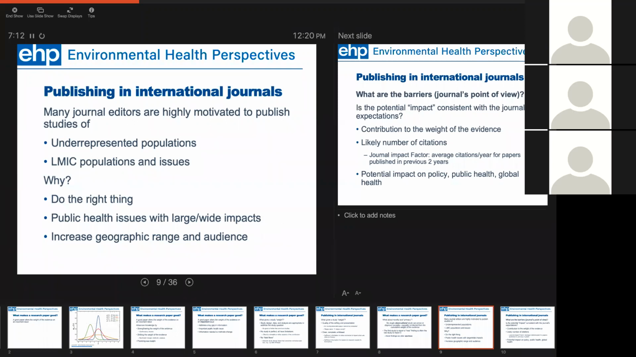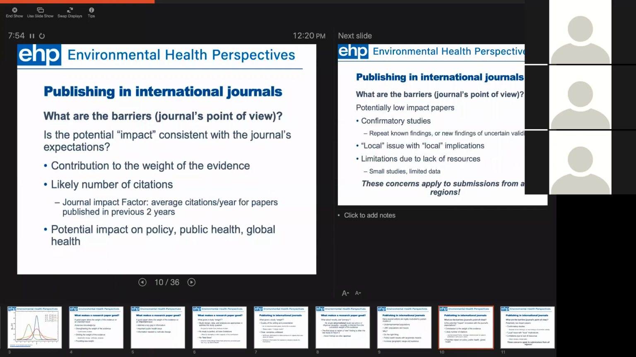But in the case of papers coming from Africa specifically, journal editors are highly motivated to publish studies of underrepresented populations and issues relevant to low and middle income countries. I guess this is not true of all editors, but most of us really want to publish these papers. First of all, because we want to do the right thing. These are important public health issues, often with wide impacts. It also helps increase our geographic range and audience. So these are papers that we want to publish.